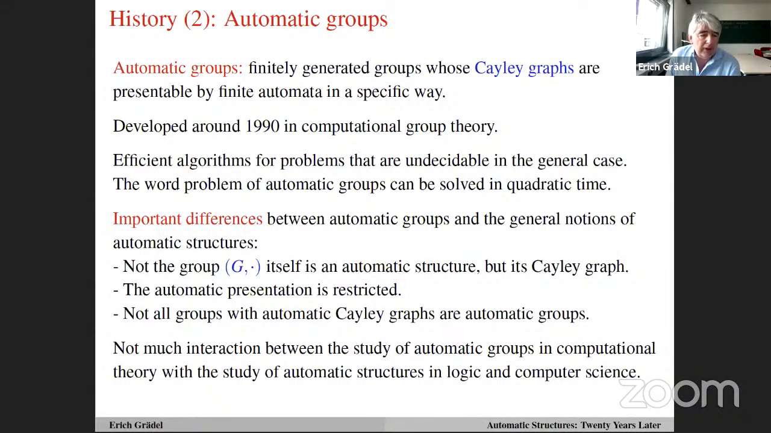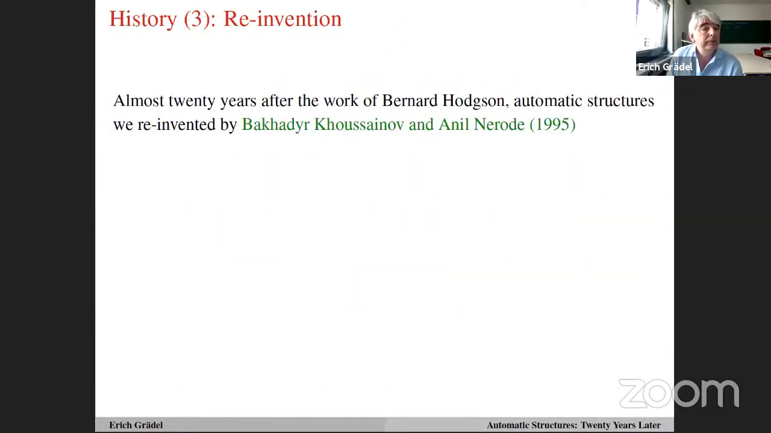As a consequence, there has not been really much interaction between the study of automatic groups in computational group theory and the study of automatic structures in logic and computer science. But still, it is an important reference. Now, almost 20 years after the work of Hodgson, automatic structures were reinvented by Khoussainov and Nerode in a paper from 1995. And this is what really started the research in automatic structures as we know them now.